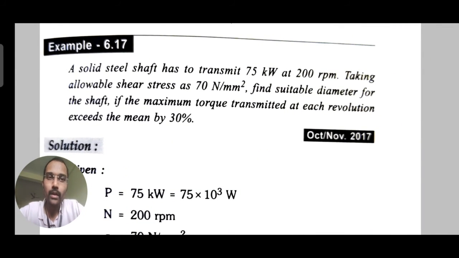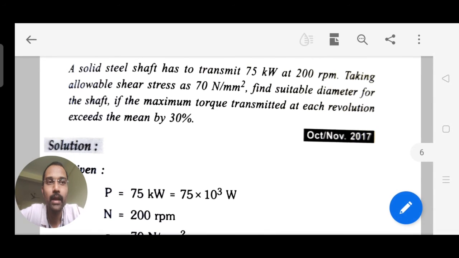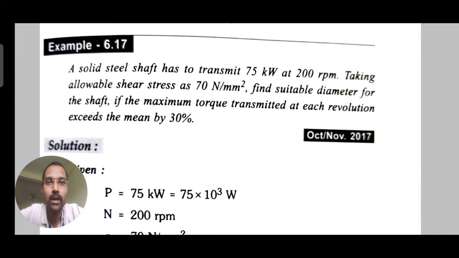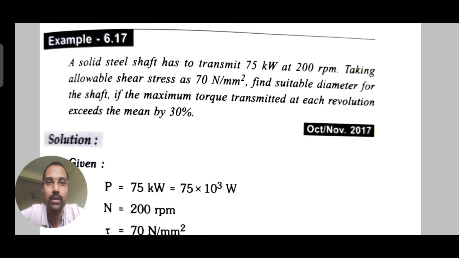See, a solid steel shaft has to transmit 75 kilowatts at 200 rpm. Power is mentioned and N value is also mentioned. Taking allowable shear stress as 70 Newton per mm square, that is tau is 70 Newton per mm square, find a suitable diameter for the shaft. It is asking to find the suitable diameter.